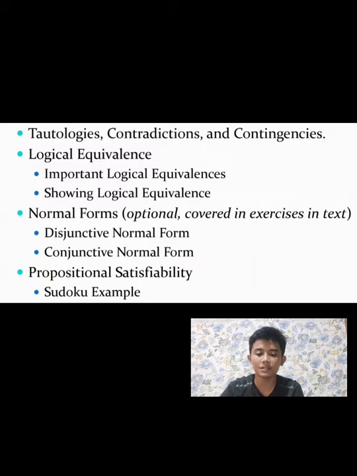There are some pointers in this topic. First is tautologies, contradiction, and contingency. The second is logical equivalences, including important logical equivalences and showing logical equivalences. The third one is normal forms, optional, covered in exercise in text. Beneath normal forms are disjunctive normal form and conjunctive normal form. And the last pointer is propositional satisfiability. For example, the Sudoku example.